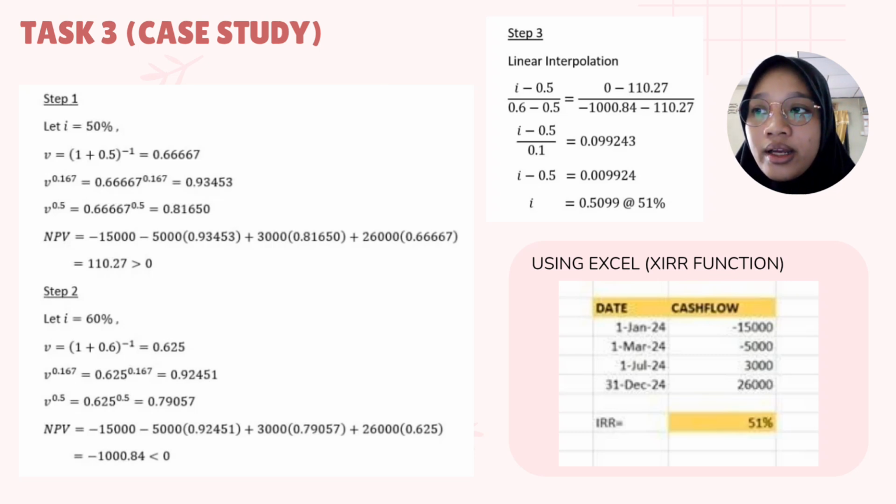For the next step, I assume i equal to 16%, and we do the same step, and we get negative 1,000.84, which is less than 0. So as we can see, we want to find when NPV equals 0. So the value of i must be between 15% and 16%. And for the last step, I use linear interpolation, and I get i equal to 15.1%, same as in Excel. For Excel, I use the IRR function.